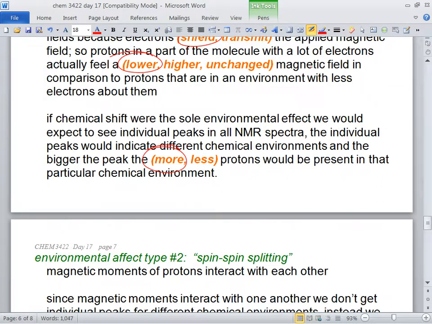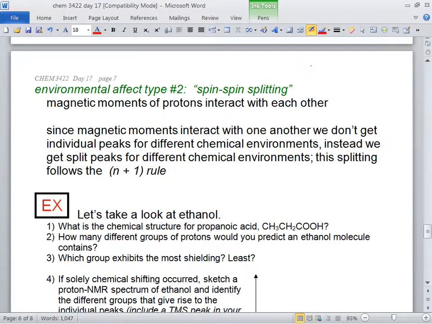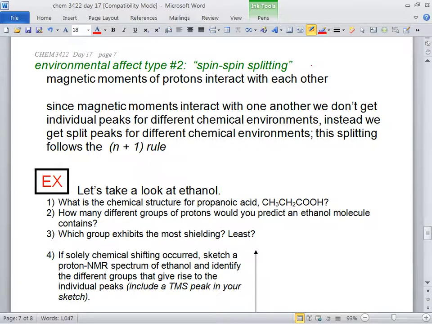Okay, but things are a little more than that. Spin-spin splitting. Magnetic moments of protons interact with each other. Since magnetic moments interact with one another, we don't get individual peaks for different chemical environments. Instead, we get split peaks for different chemical environments. This follows the N+1 rule. Oh, I should have left a blank in there for the 1. See if you guys remembered that.